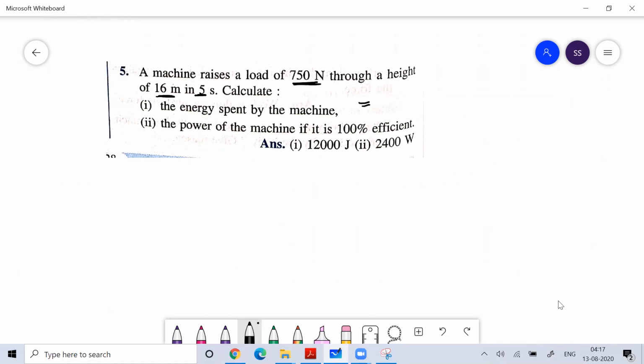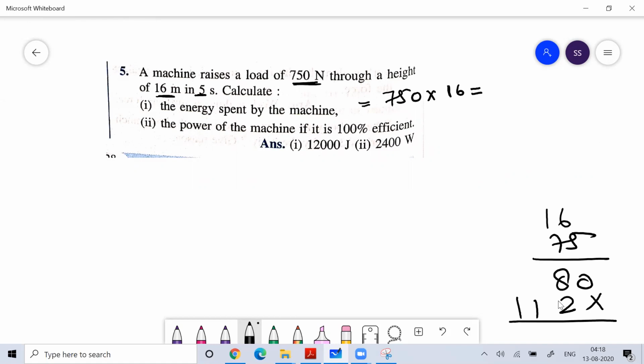So the energy or work is force into displacement, that is 750 into 16. So I just multiply this. 16 into 75: 16 fives are 80, 16 sevens are 112. This is 1200, so that is 12,000 joule.